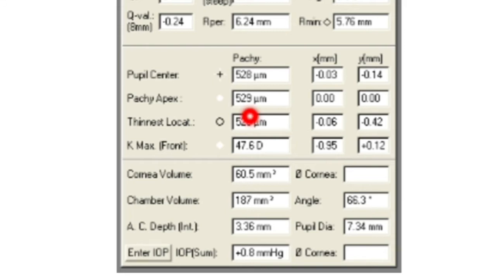After that we need to look at the thinnest local. Here it is 528 micron. Always remember that in topography the thinnest local should be more than 470 micrometer. If it is less than 470, it indicates something abnormal is going on, or some ectatic condition may develop in the future. After that we need to look at the y value. This y meridian value tells us the displacement of the thinnest point in the vertical meridian. This is also a very important thing, and this y value should be less than 0.5.